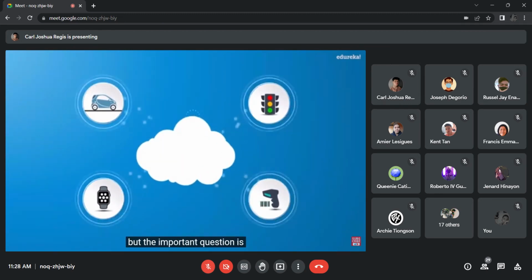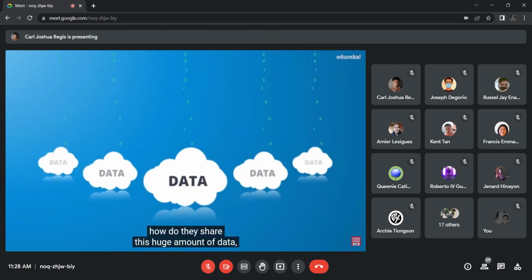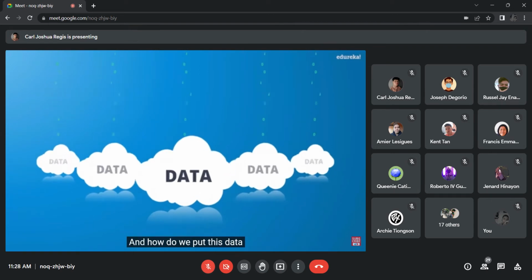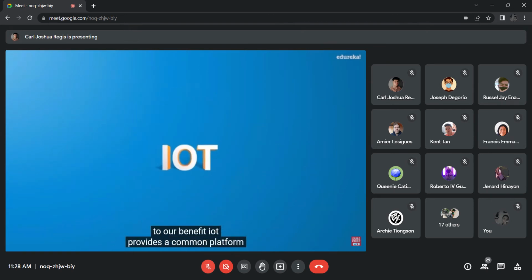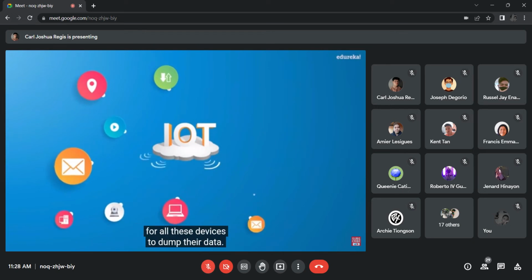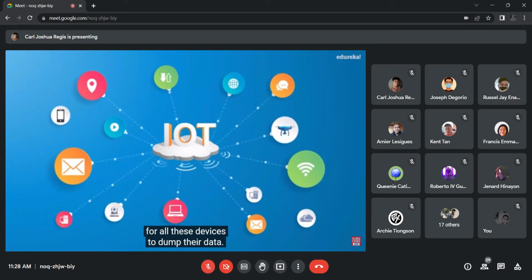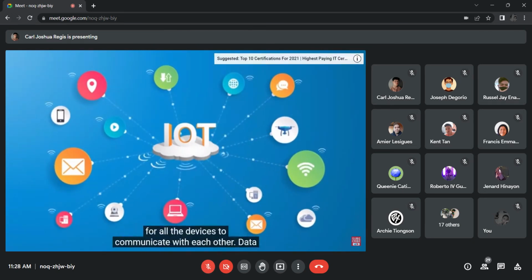But the important question is, how do they share this huge amount of data and how do we put this data to our benefit? IoT provides a common platform for all these devices to dump their data and a common language for all the devices to communicate with each other.